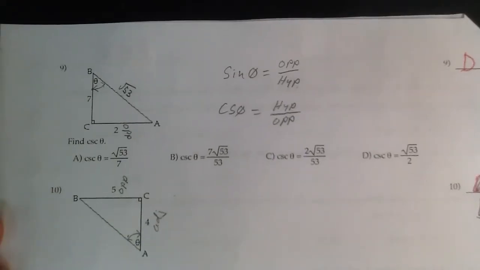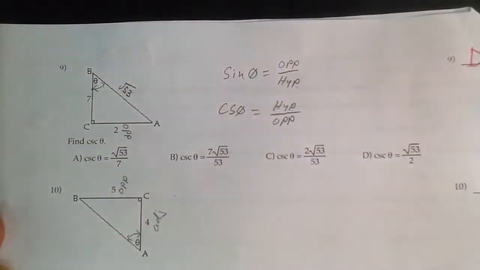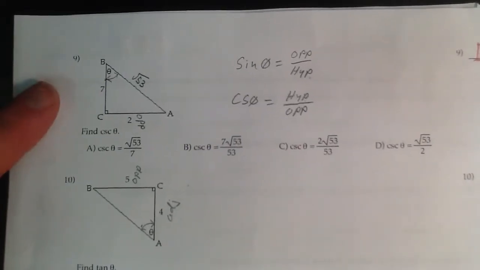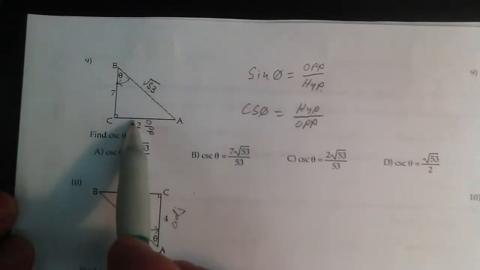Okay, this is part 2 of our chapter 5.1 and 5.2 review. I'm going to go over the problems that I skipped in the last video, and then hopefully we can finish it up. All right, it says find cosecant, and they give us this triangle.